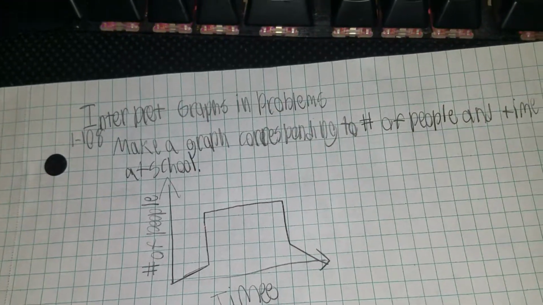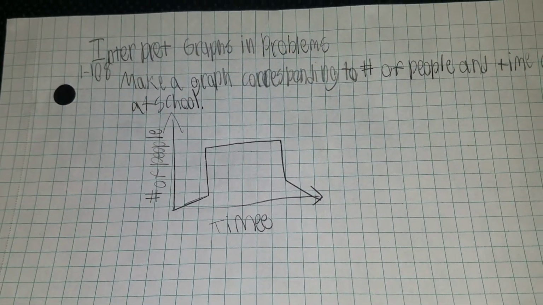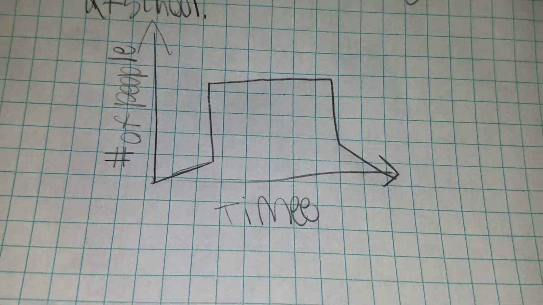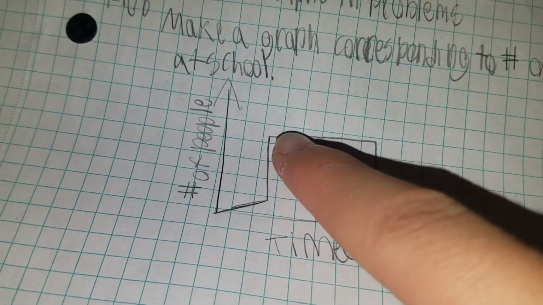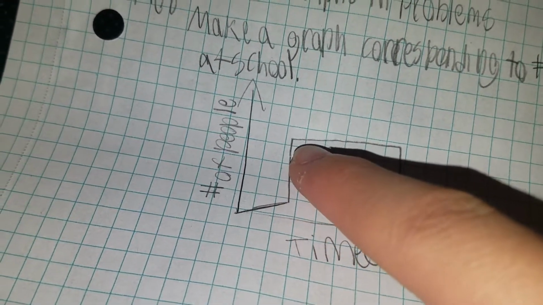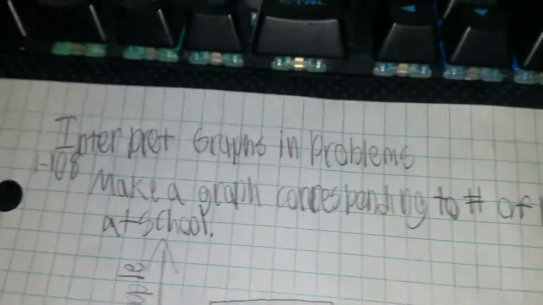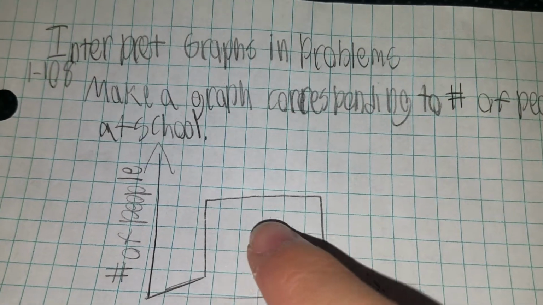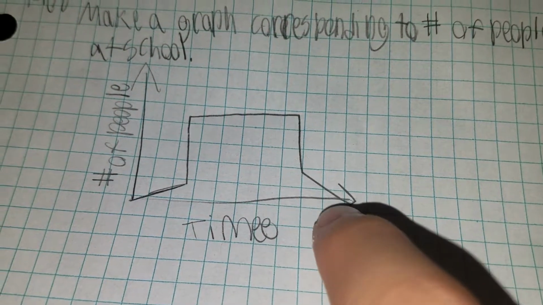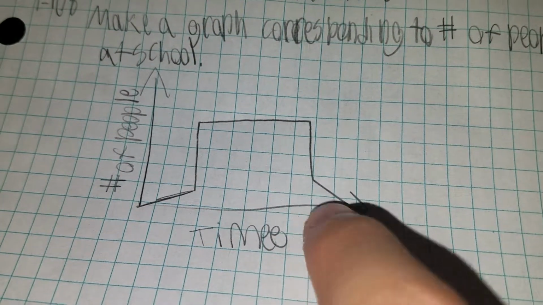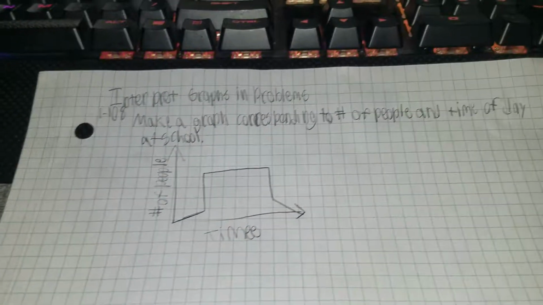And then for my last problem, number 5, is interpreting graphs in problems, and this is question 108, where you make a graph corresponding to the number of people at your school to the time of day at the school. I put right here that at the beginning of the day there's people coming in, and then we have a steady amount right here. This is the start, and then this is just the school day. This would be different if I accounted for open campus, but I didn't. And then at the end of the day, school lets out, but you still have a gradual loss here because of after school activities. Yeah, and that's the graph corresponding to the problem.